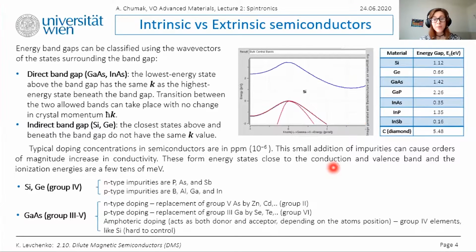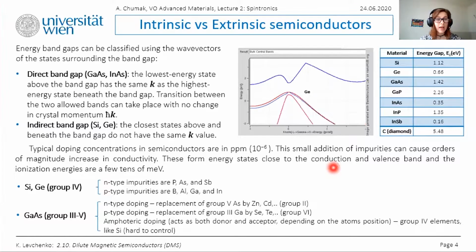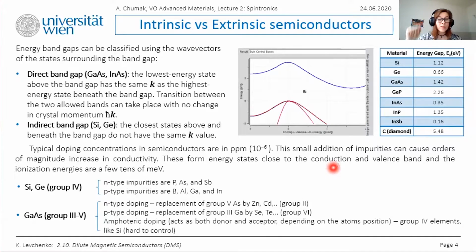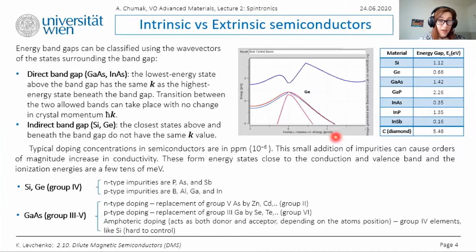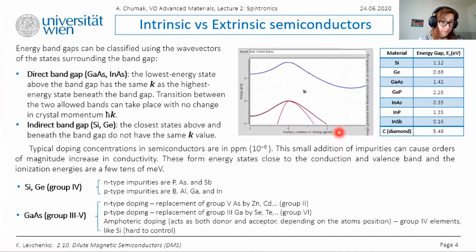And indirect band gap means that the closest states above and beneath the band gap don't have the same k value. So the lowest state of the conduction band is not aligned with the highest state of the valence band, as you may see here on this animation.